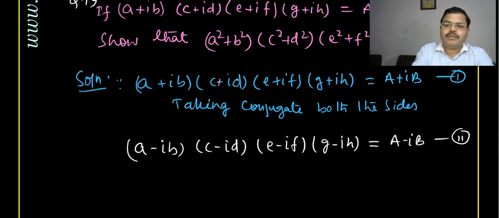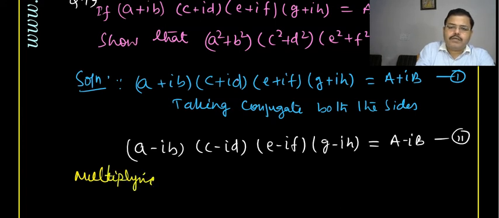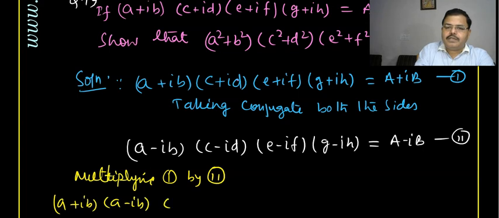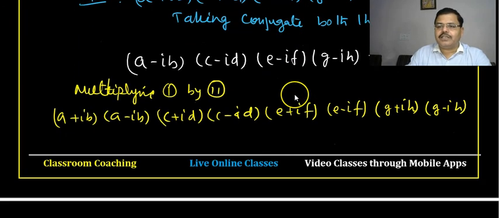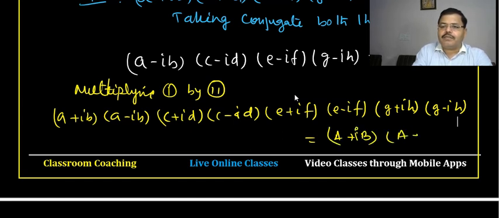So in that case, this will be, multiply 1 and 2. Now, if we multiply 1 by 2, we have corresponding elements. So that will be A plus iota B into A minus iota B, C plus iota D multiply by C minus iota D, and E plus iota F multiply by E minus iota F, G plus iota H multiply by G minus iota H, and RHS it will be A plus iota B multiply by A minus iota B, right?